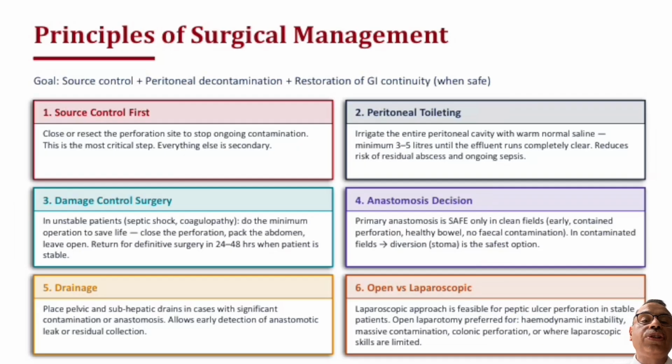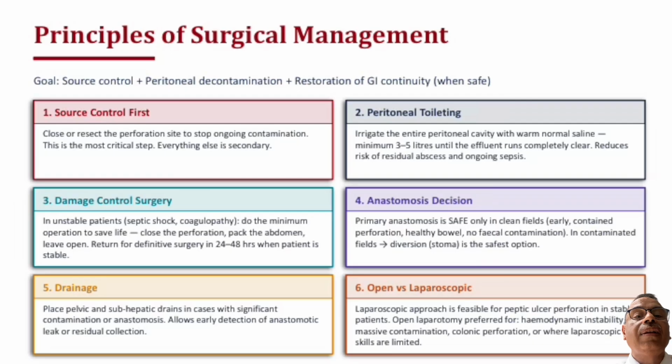Damage control surgery should be done in unstable patients who are already in septic shock or coagulopathy. What is damage control surgery? As the name suggests, DCS means do the minimum operation initially to save the life of the patient. For example, close the perforation or pack the abdomen, and later on return for a definitive surgery in 24 to 48 hours when the patient is stable.